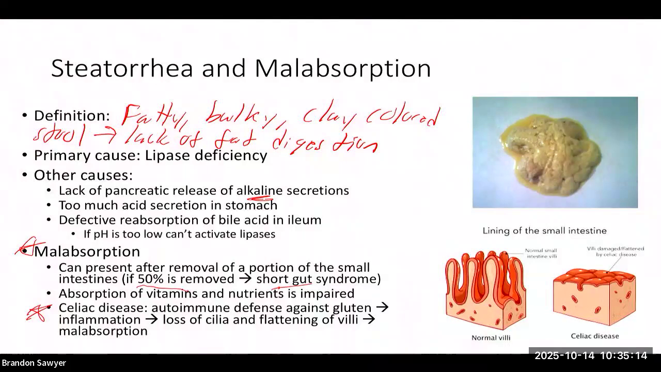So celiac disease is an autoimmune defense against gluten, which leads to inflammation, and that inflammation eventually destroys the microvilli in the small intestine, and can go toward complete flattening of the microvilli, which leaves no space for all those brush border enzymes that are so important, right? The brush border enzymes are bound to all these spaces, so if all that surface area is gone, it's much harder to digest nutrients and then obviously absorb them as well.